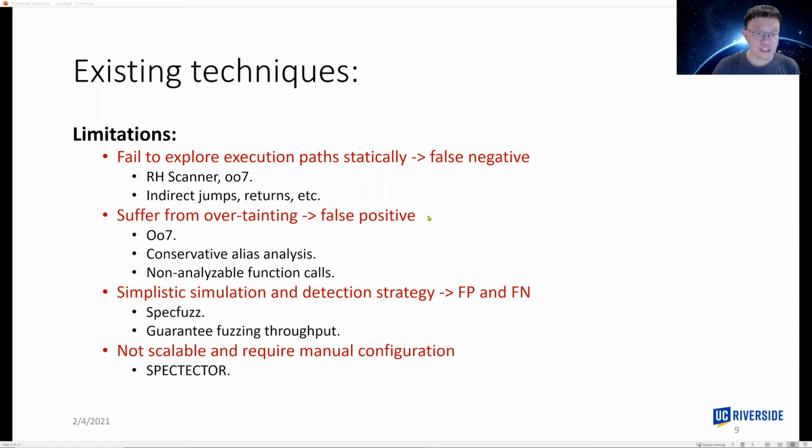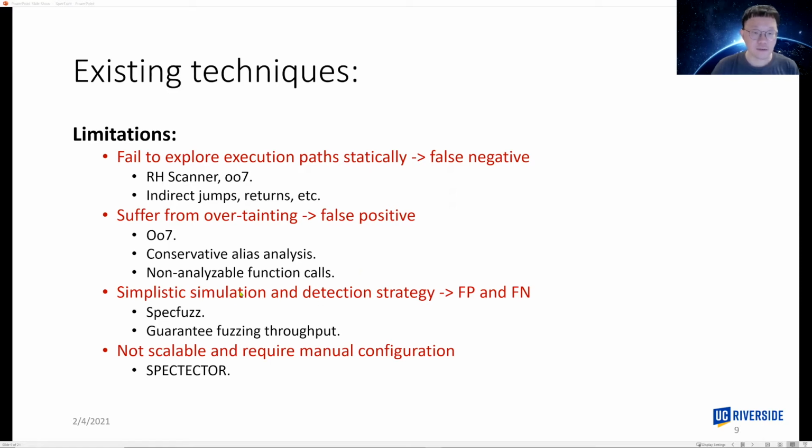First, for static approaches, they failed to explore the execution paths statically due to indirect jumps and function returns in the program. Therefore, it introduced false negatives. Moreover, 007 suffers from the overtainting issue due to its conservative alias analysis and non-analyzable function calls, which introduce false positives.